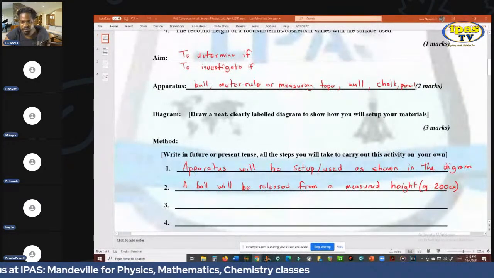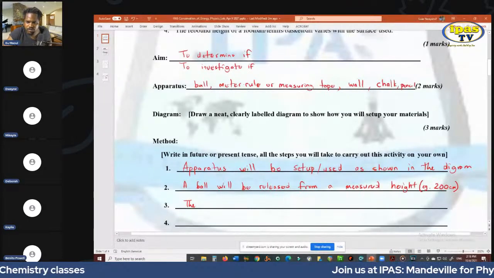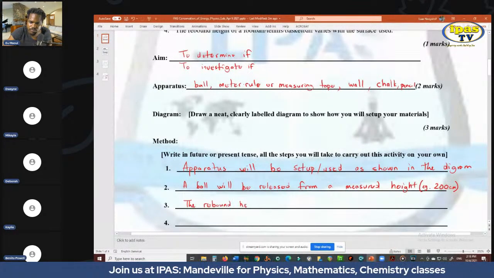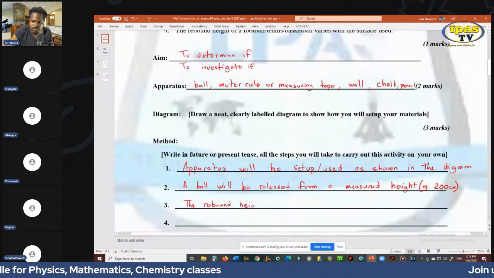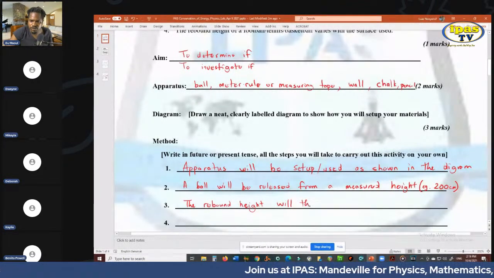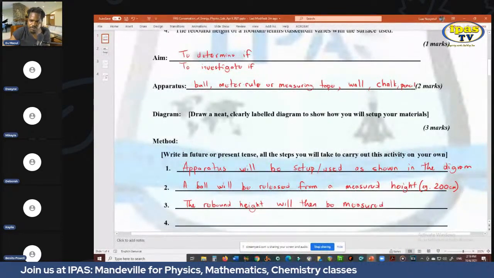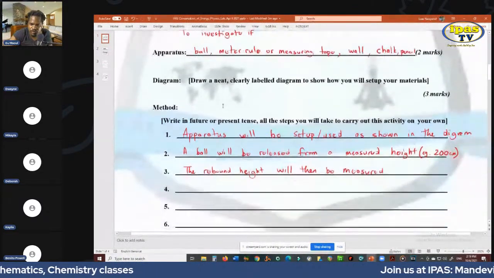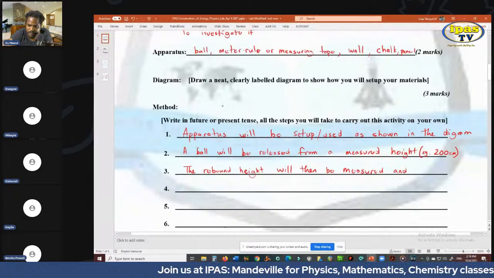So after we release the ball from the measured height, the rebound height then will be measured. We could skip a few things here. We just want enough so that it flows. So the rebound height will then be measured and recorded.